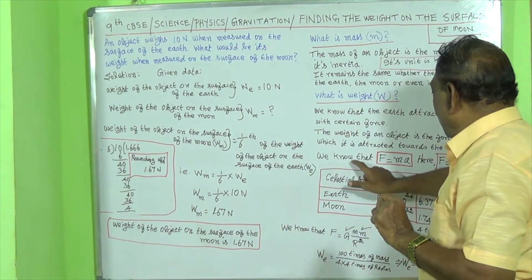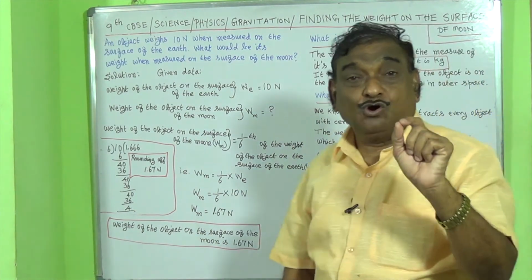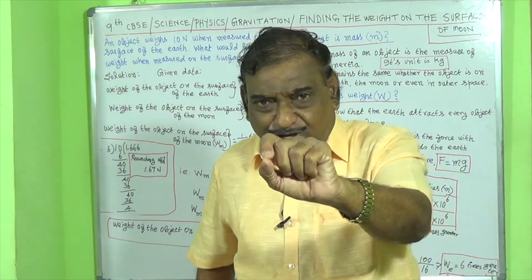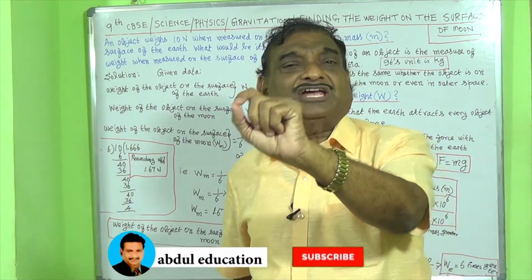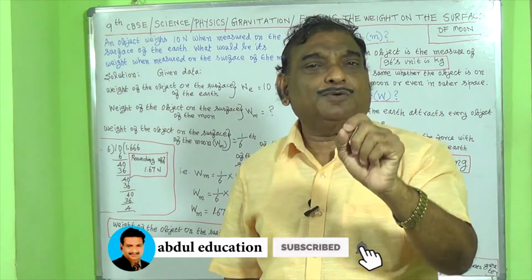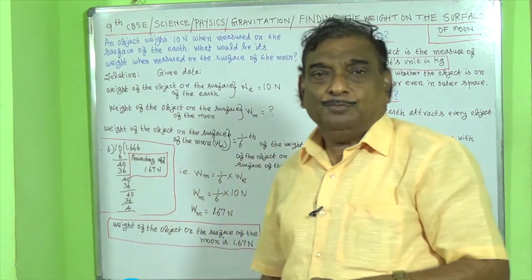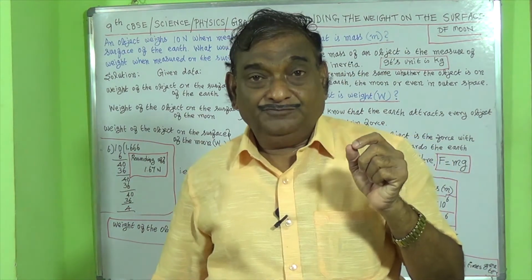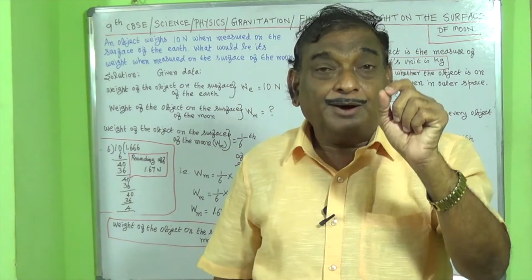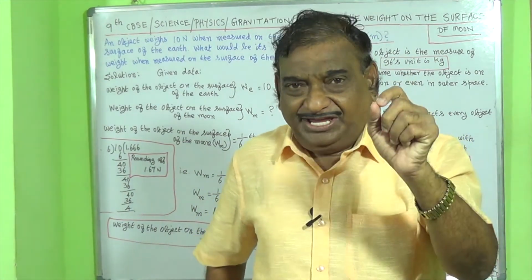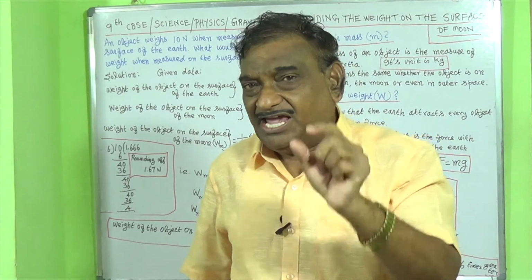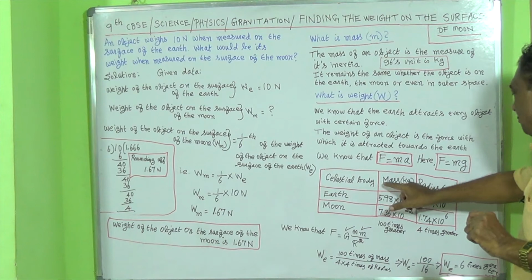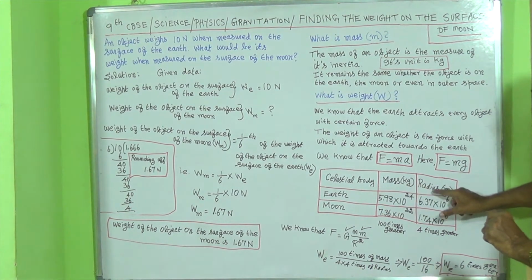Then what is the formula for force? The formula for the force is capital F equal to mass into acceleration. Here the formula for the force is equal to mass into acceleration due to gravity. We are going to see the mass and the radius of the earth and the moon at a glance. The celestial body, mass, radius.